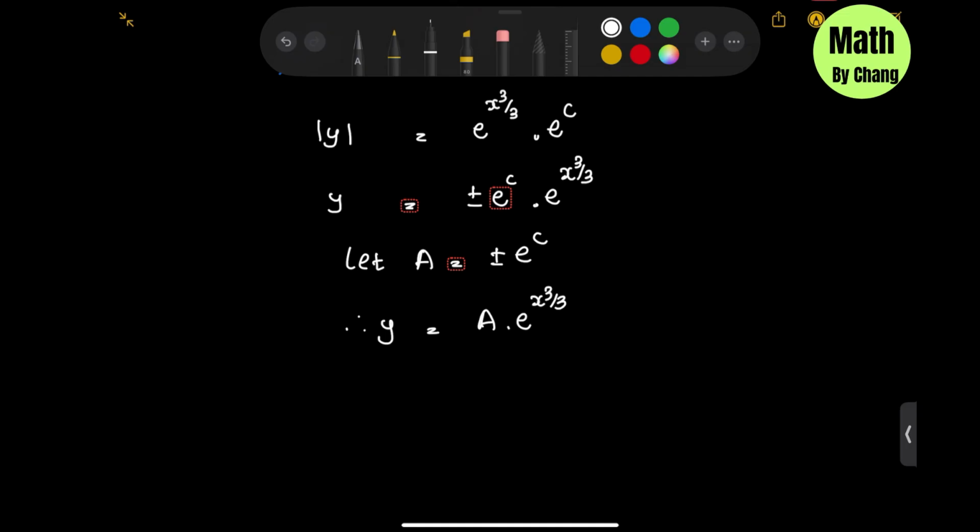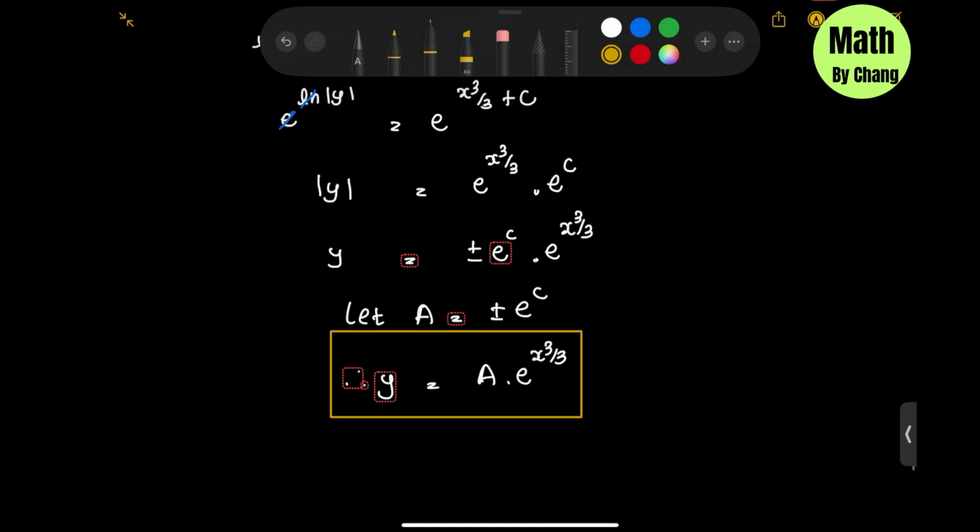Okay, so that's it. So this is the answer, the value that we are looking for, and they did not provide any initial condition. So there will be some constant here. Okay, so that's it. I hope you understand this one.